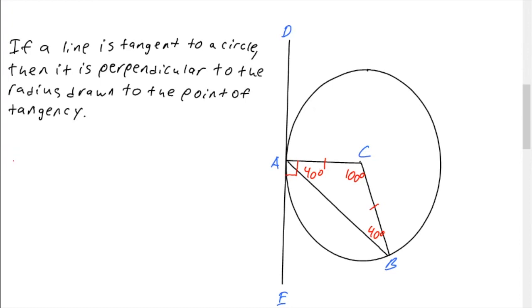So if I were to ask for the measure of angle BAE, that would just be 90 minus 40, which is 50 degrees. And you can use things like that to find angle measures. I'm not going to focus too much on that today, but that is an important point about tangents.